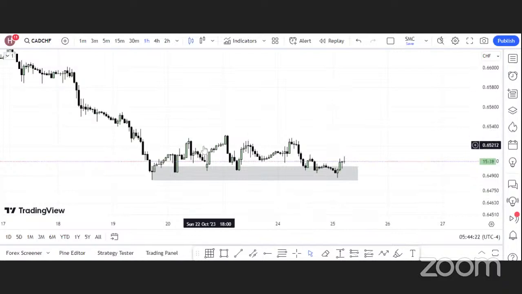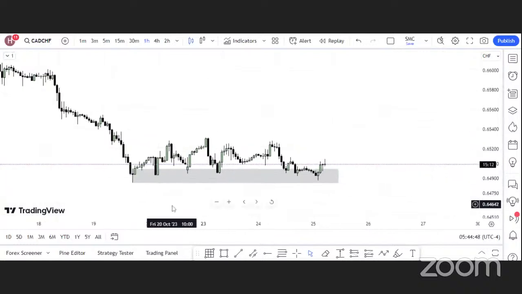All right, because right now we don't have a proper change of character. We only have a change of character when the market goes below this area, because this is our high, our low, another high. Okay, we have another high here, before this low was created, and after this low, no other low has taken it out.